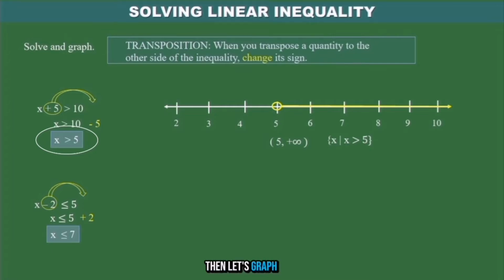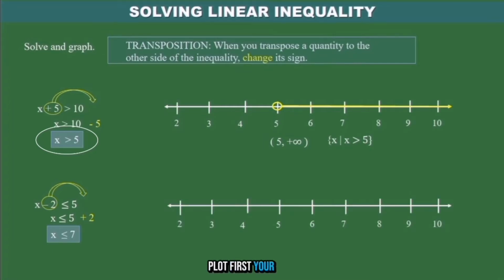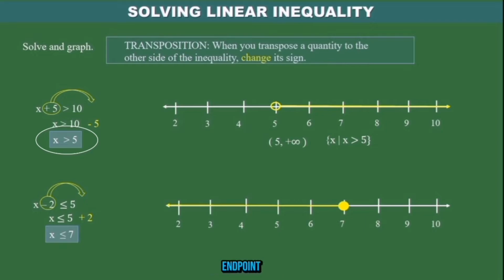And then, when we graph it, plot your endpoint first. Here it is. Is it shaded or not? Solid or hollow? Solid, because there is an equal sign. So that is part of the solution.